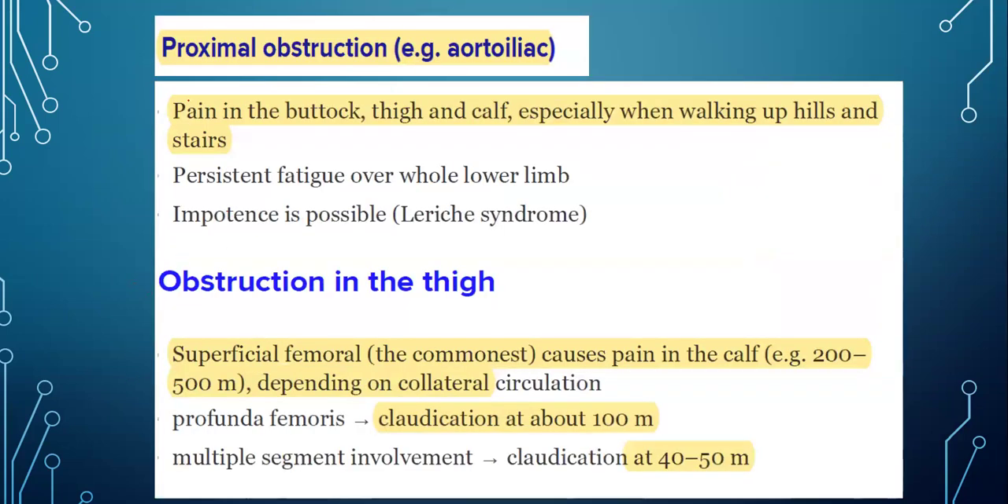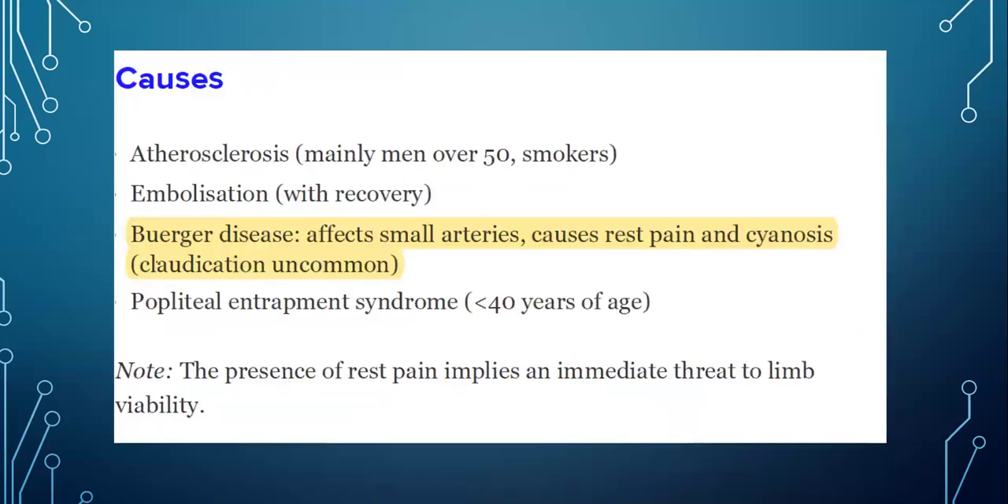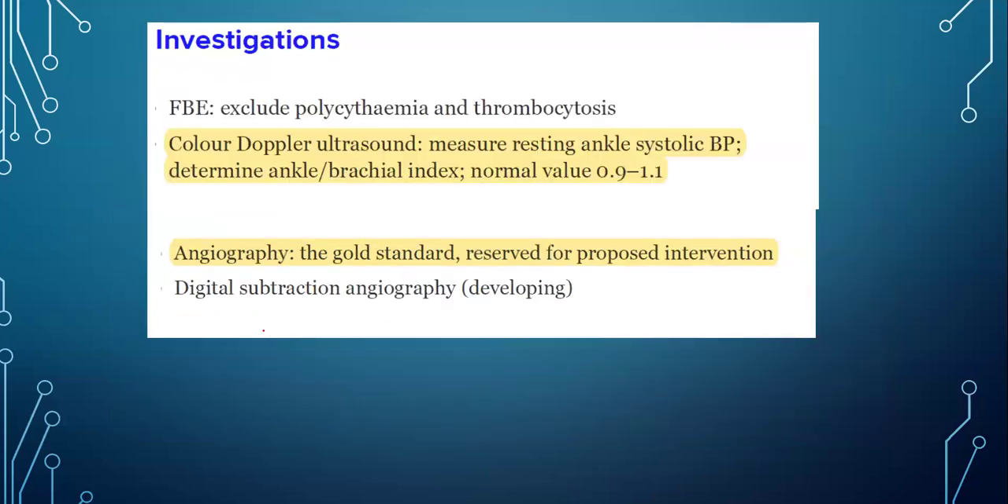So we know that if there is an obstruction in the proximal artery, the pain will start in the buttock and then go downward. If there is obstruction of the superficial femoral artery, which is on the thigh, the pain will be mainly in the calf. Okay. So lots of causes, but most importantly, atherosclerosis is the main cause of PVD. Could be embolizations, Buerger's disease, and those are important. Not important, you can go through it.